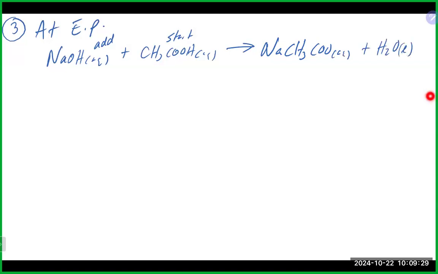Once again, we definitely need to do this ICE table in moles. So again, I'm going to start with my 4 moles of my acetic acid, which means I'm at the equivalence point. So how many moles of sodium hydroxide should I have? Should have the exact same number, because that's basically what the equivalence point means. I should have 4 moles at this point.